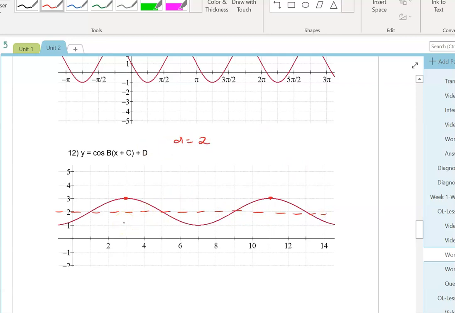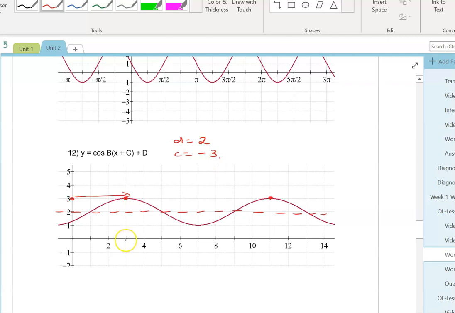Now let's have a look at the horizontal shift. Cos would normally start here. It's here, so it's gone in this direction, and it's gone 3 places that way. Because it's gone in the positive direction, it's a negative. We're going to have a minus C here, so C is minus 3. Let's look at the period now.